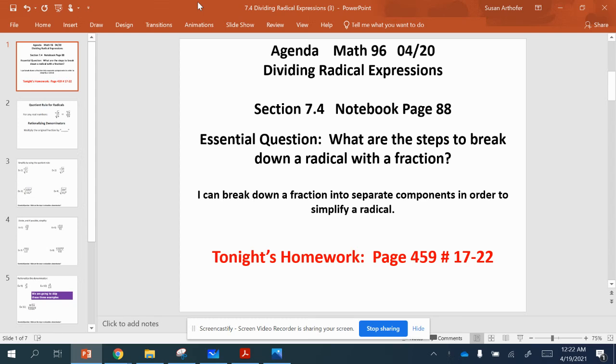We're going to do dividing radical expressions today on page 88 of your notebook, section 7.4. And the essential question at the top of that page is, what are the steps to break down a radical with a fraction? At the end of this lesson, you can say you can break down a fraction into separate components in order to simplify a radical.